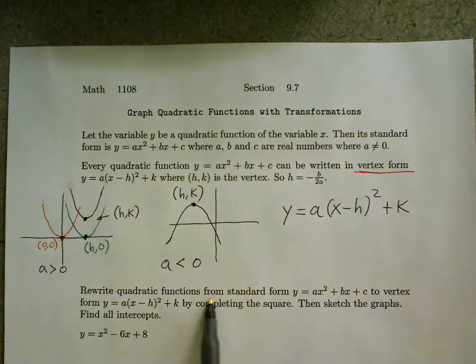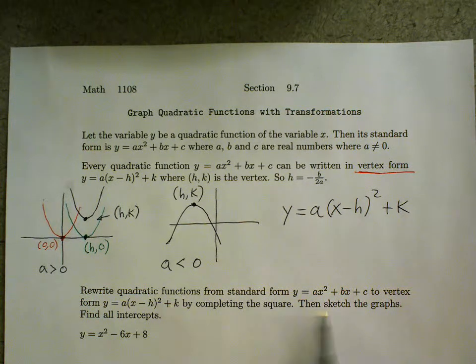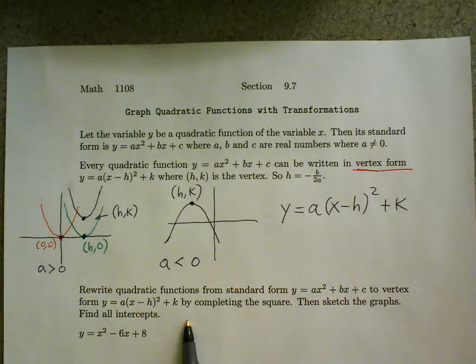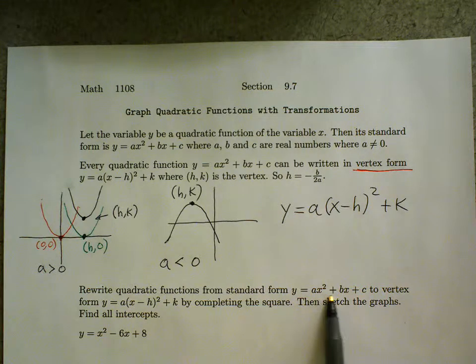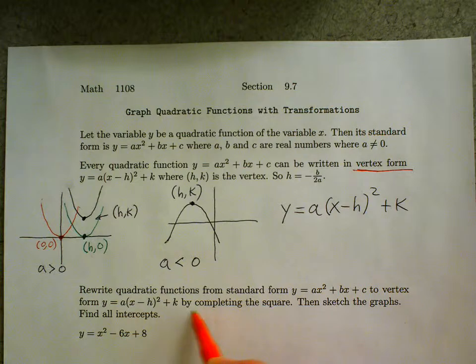What we'll learn how to do today is rewrite quadratic functions from the standard form to the vertex form. So in other words, we'll start with quadratic functions of the form y equals ax squared plus bx plus c, and using a little bit of algebra and arithmetic, we'll transform it to its vertex form, y equals a times (x minus h) squared plus k. The technique that we'll use is the completing the square technique.